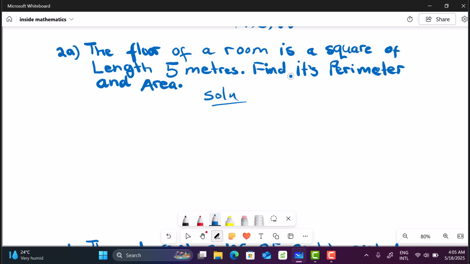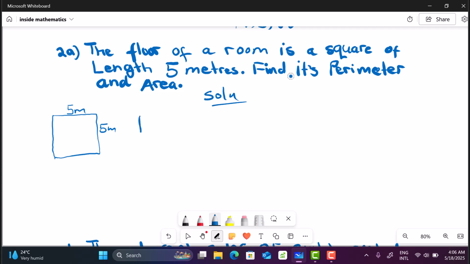When we are dealing with questions like this, the solution for a word problem is always to write the data down. So to decipher this question, we have a room which is in the form of a square. So assume this is a square. This square has a length of 5 meters. So if the room has a length of 5 meters, find its perimeter.